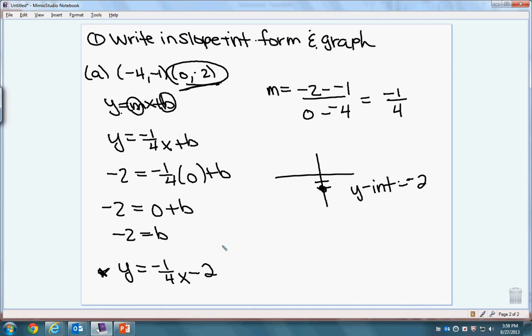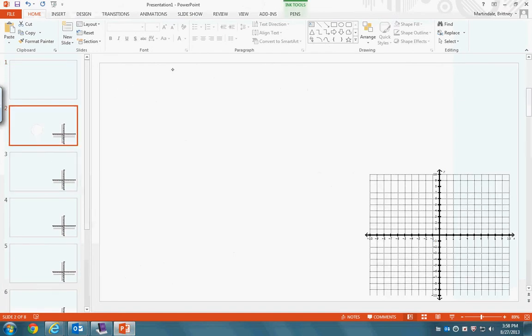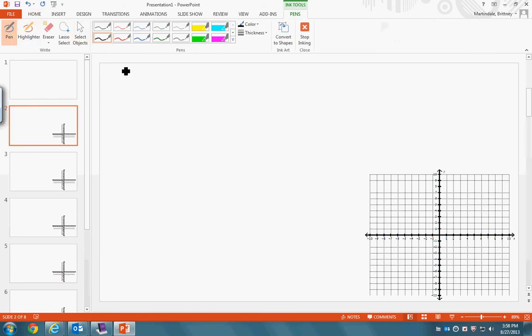Okay, so now we have to graph it. I'm going to rewrite the problem up here. y equals negative 1/4 x minus 2. So you always graph the b first. So m here is negative 1/4, b here is negative 2. You have to start with an ordered pair. So you have to start on the y-axis at negative 2. So go down 2 and put a dot.